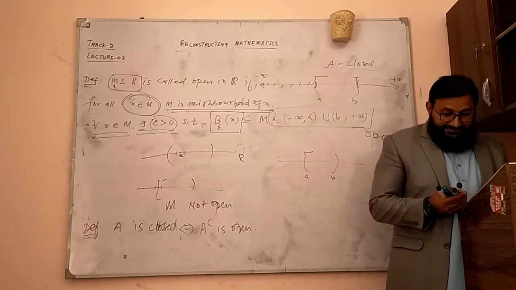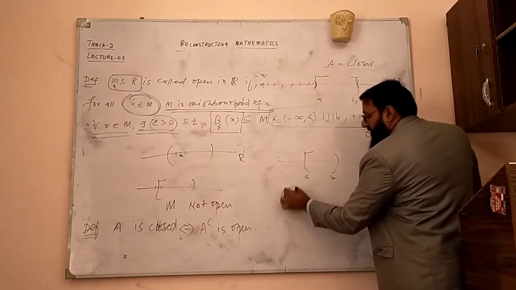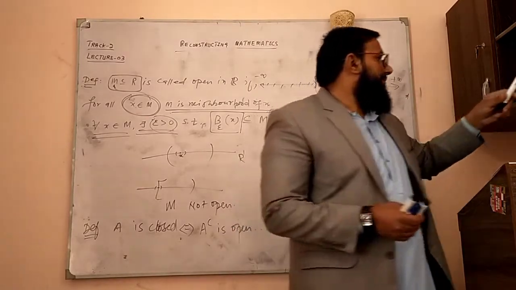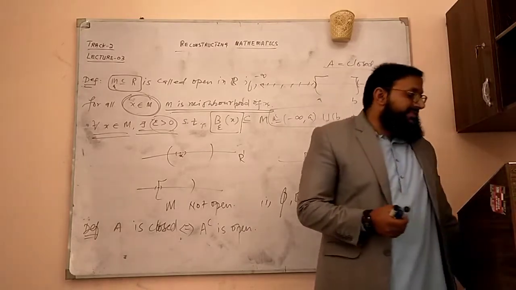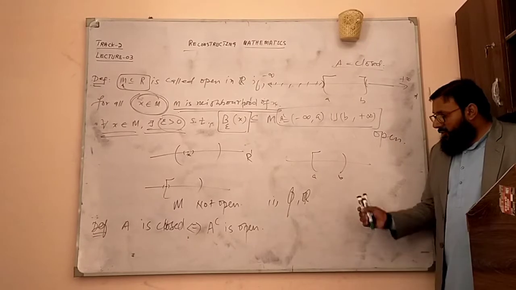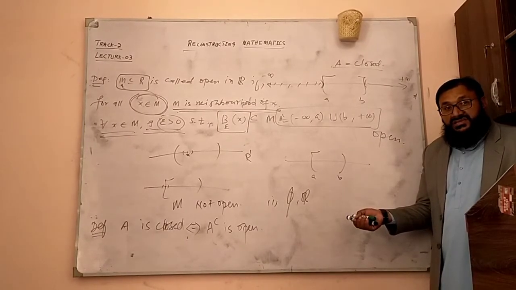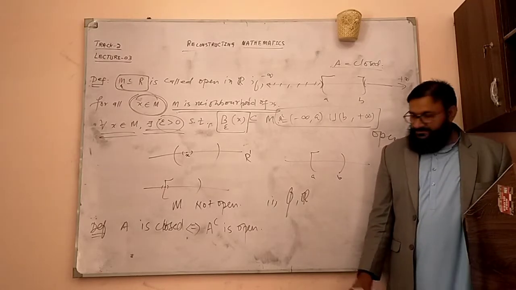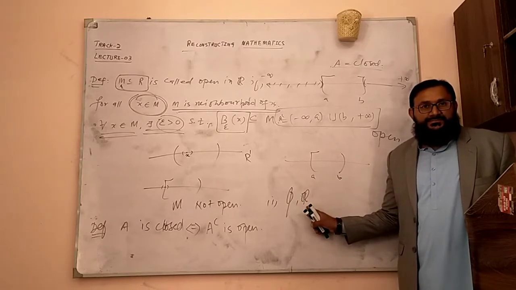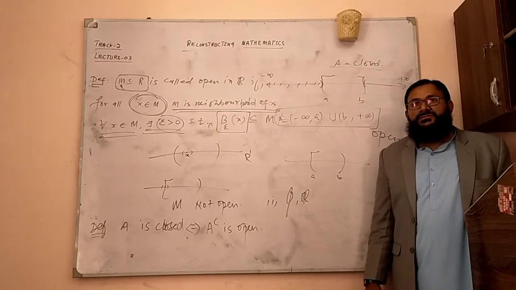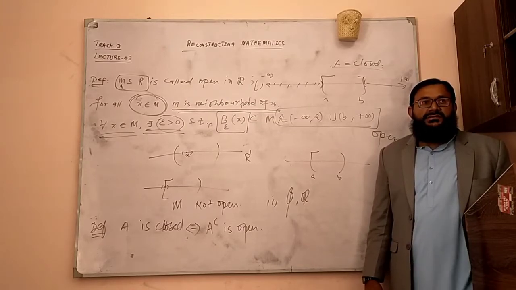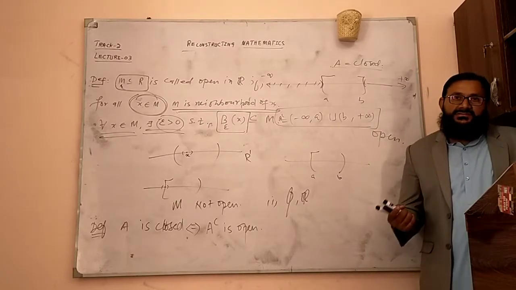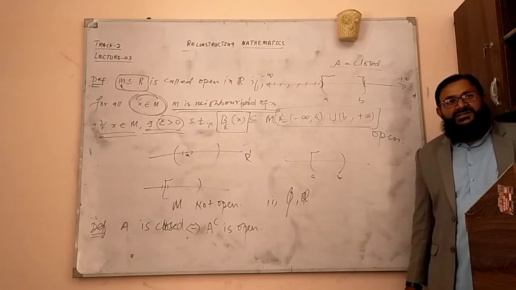So how about phi and R? You have this set phi and you have this R. Are they open or closed? The empty set and the whole R, they are open as well as closed. R is open, it's okay. How is it closed? Because you take its complement, it's going to be phi. And phi is open. Yes, that's a problem. So this is open as well as closed.